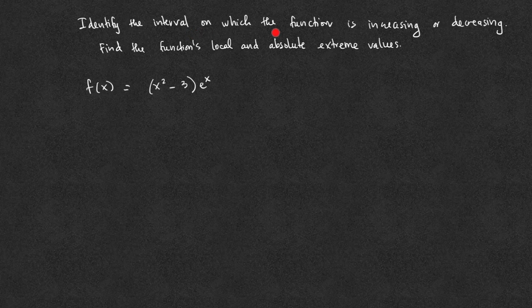Identifying the interval on which the function is increasing or decreasing, find the function's local and absolute extreme values. This information can be obtained from the first derivative. If the first derivative is positive, then the function is increasing. If the first derivative is negative, then the function is decreasing.